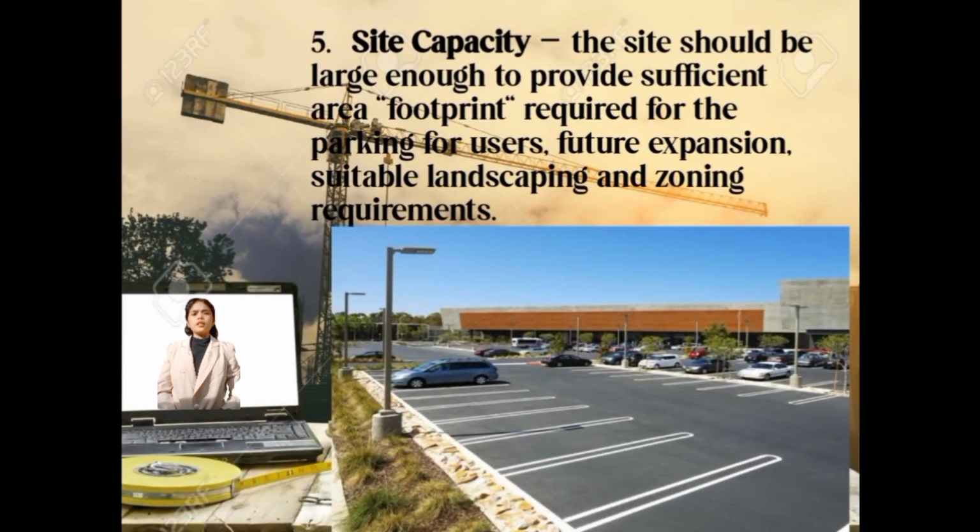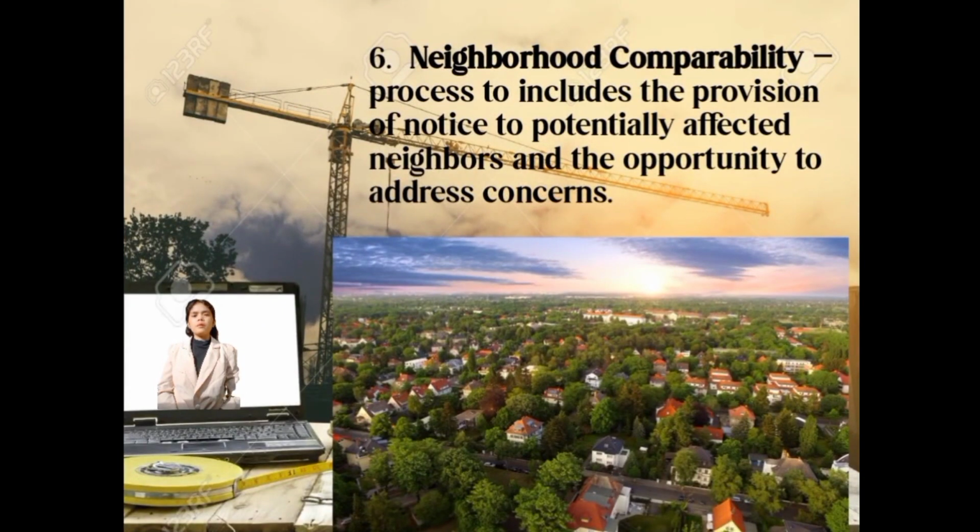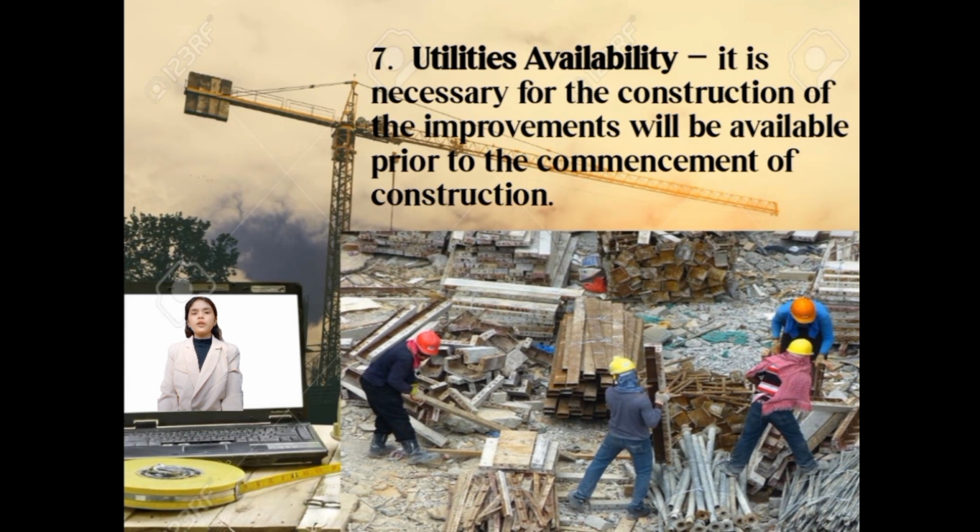Site capacity. The site should be large enough to provide sufficient area required for parking for users, future expansion, suitable landscaping, and zoning requirements. Example: a library, four times larger than the building. Neighborhood compatibility. The process should include notice to potentially affected neighbors and the opportunity to address concerns. Utilities availability. Utilities necessary for the construction of the improvements should be available prior to the commencement of construction. To avoid extra costs, electrical, water, gas, sewer, and other services should be in place now, or by the time construction is scheduled to start.